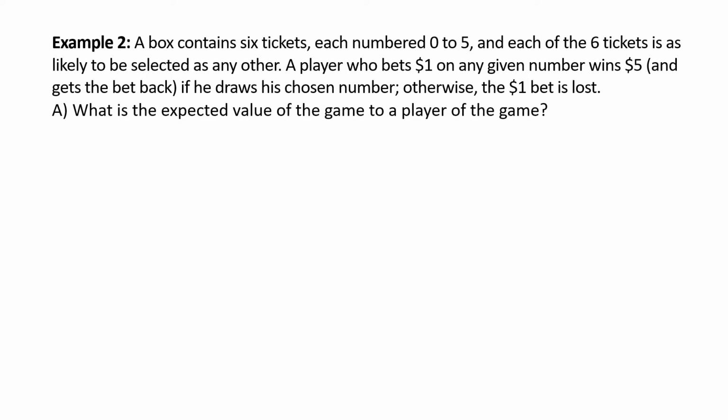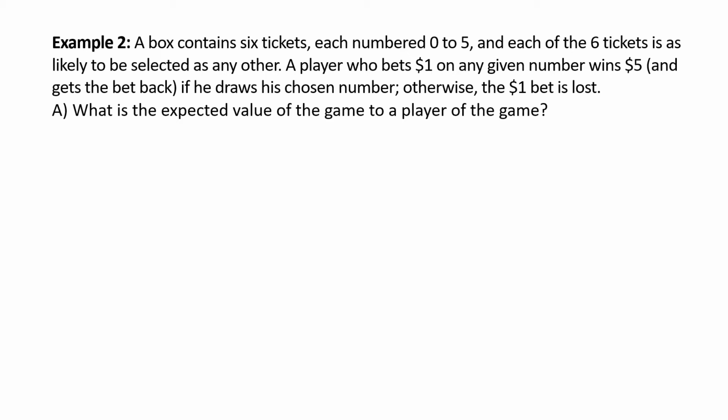Example: a box contains 6 tickets, each numbered 0 to 5, and each of the 6 tickets is as likely to be selected as any other. A player who bets $1 on any given number wins $5 and gets the bet back if he draws his chosen number. Otherwise, the $1 bet is lost. Part A. What is the expected value of the game to the player of the game?